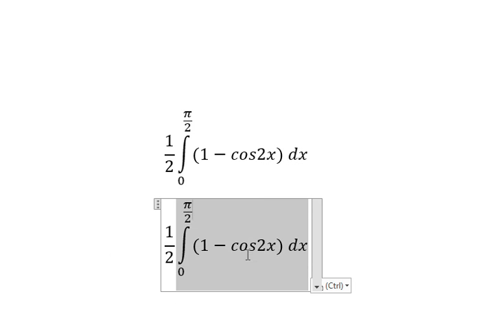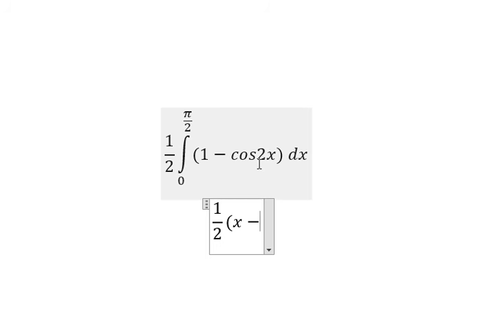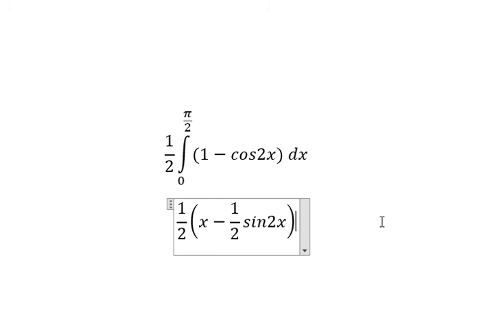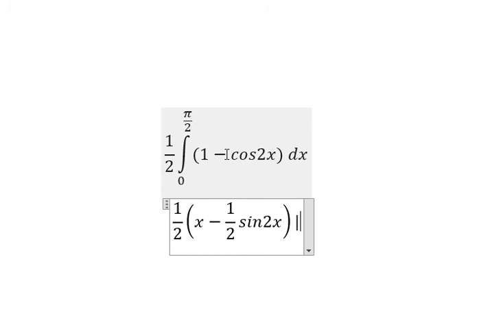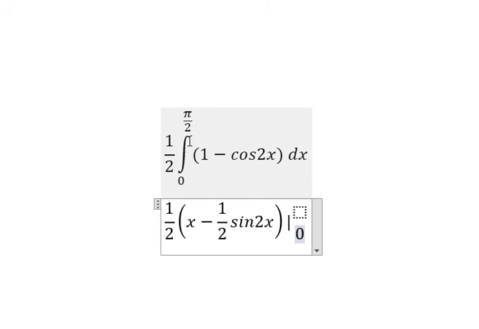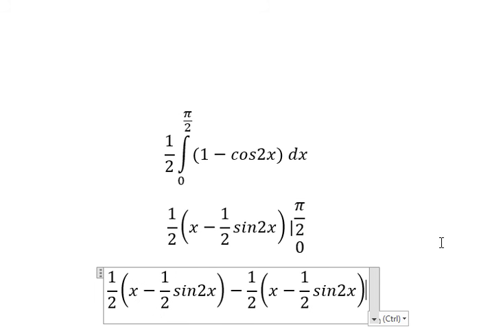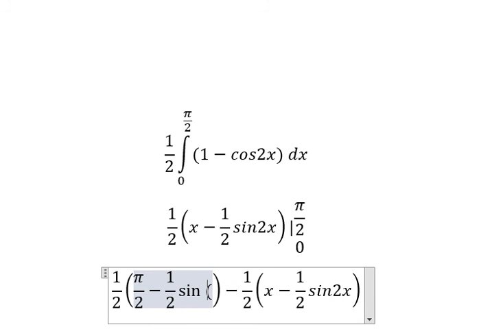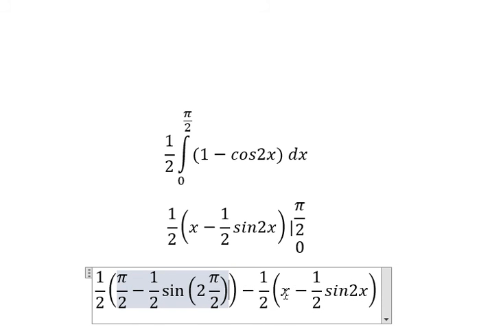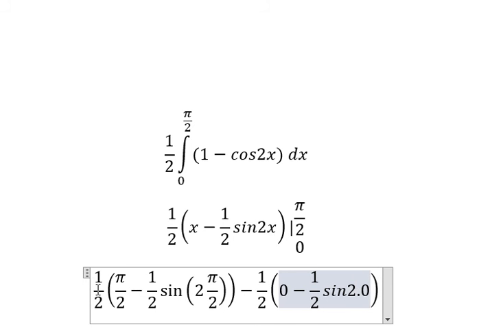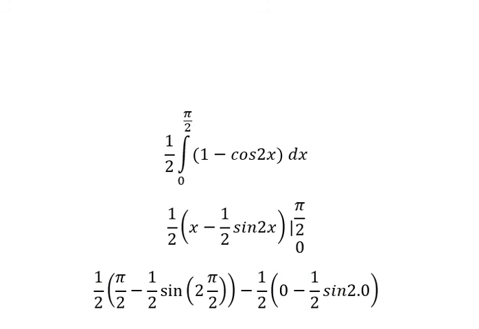The integration of number 1, we have x; cosine 2x, we have 1 over 2 sine 2x, and we put the bounds from 0 to b over 2. Now we put b over 2 going here and here. Number 0 going here and here. So we need to simplify and we have b over 4.